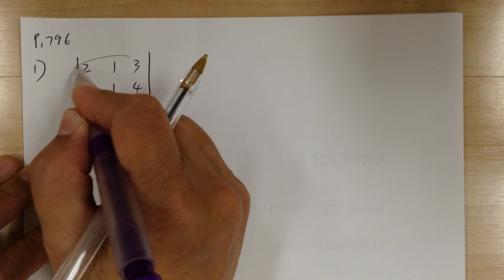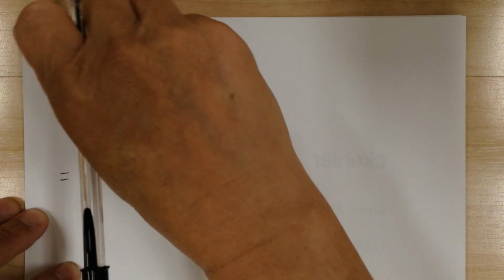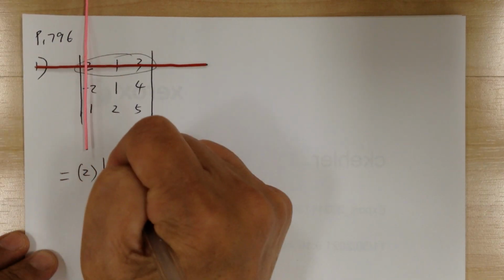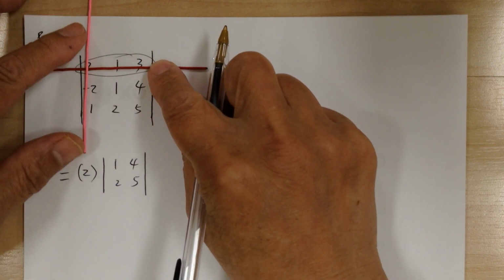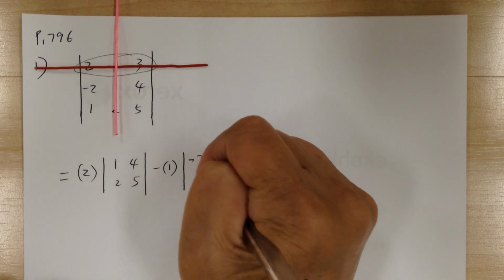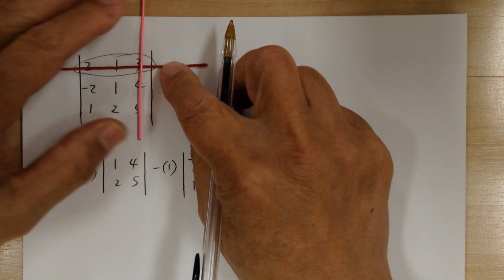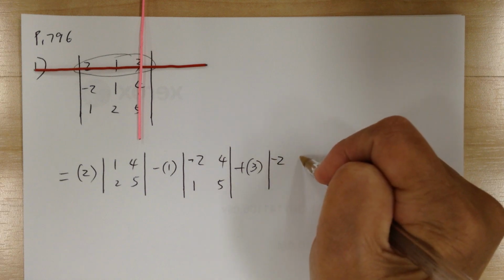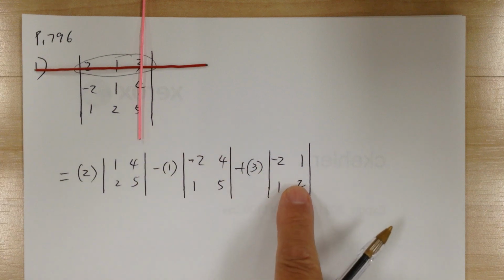So the first row, you're going to do this one right over here. So this is going to be equal to, I can get your cross here. The first number would be 2 times 1, 4, 2, 5. That's the first number, and the second number is the 1, so it would be minus 1 times negative 2, 1, 4, 5. Then the third number, again remember it's plus minus plus, 3 times negative 2, 1, 1, 2. Whatever leftover number is what goes over here.